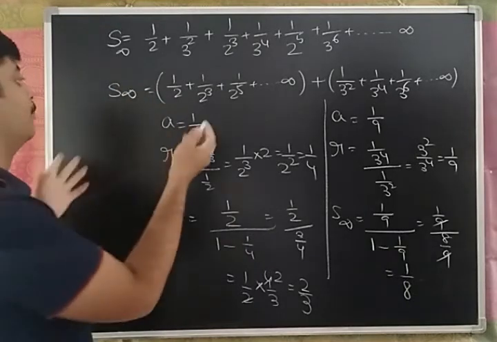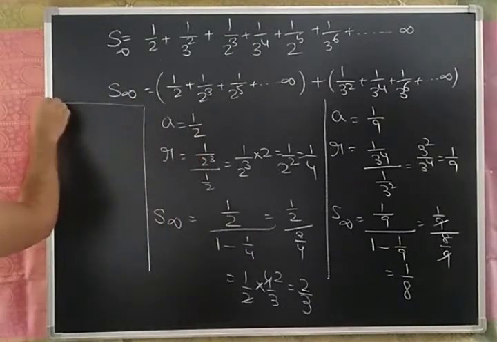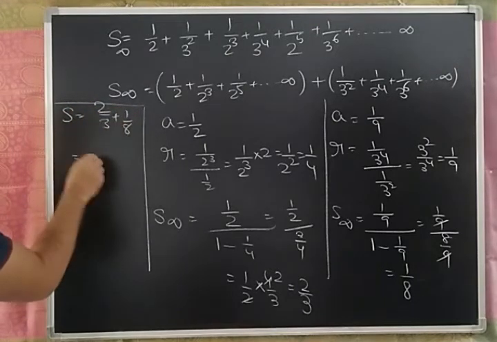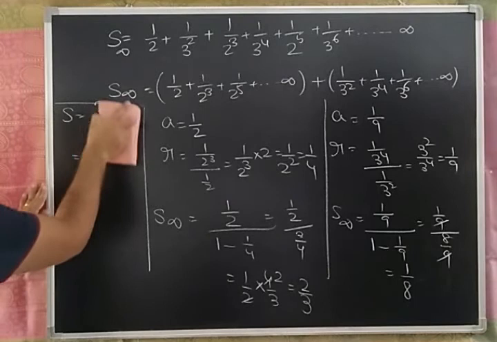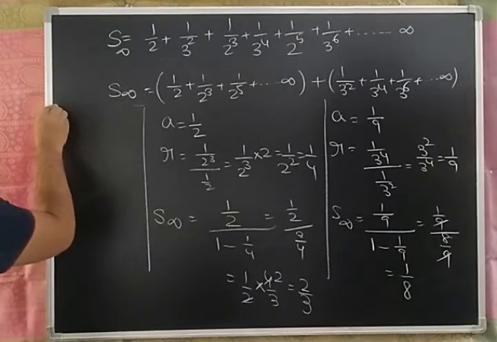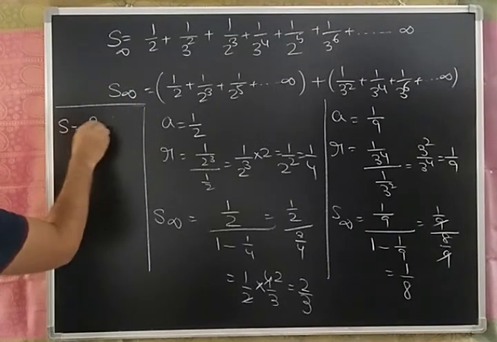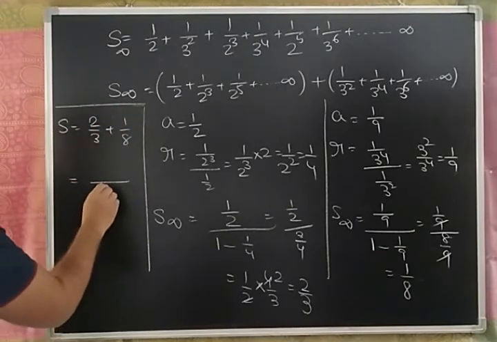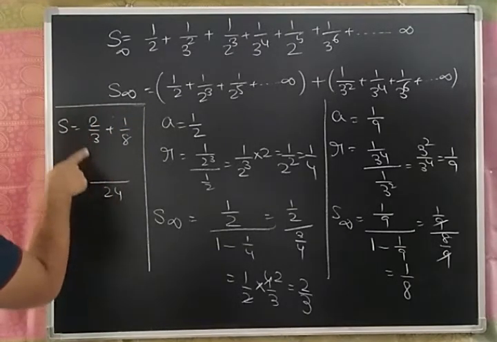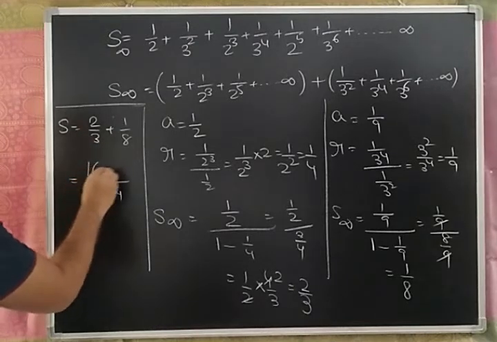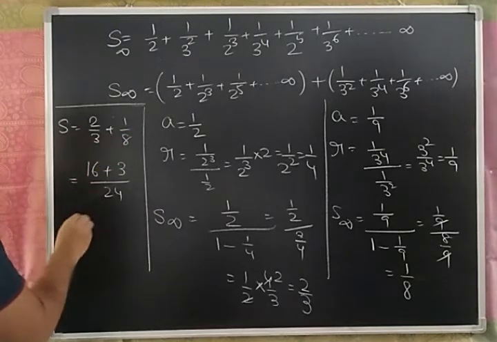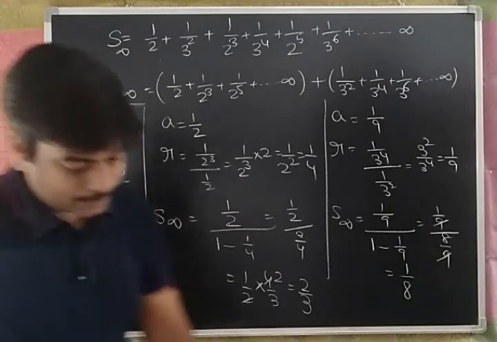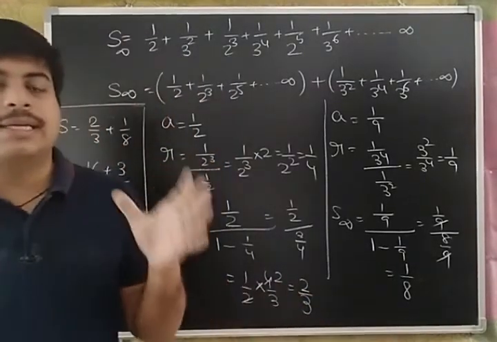So what is the total sum? The total sum is 2 by 3 plus 1 by 8. So what is the LCM between 8 and 3? 24. 8 times 2 is 16, plus this 3, so 16, 17, 18, 19 by 24 should be your answer. Let me check that one. 19 by 24 is exactly the correct answer.